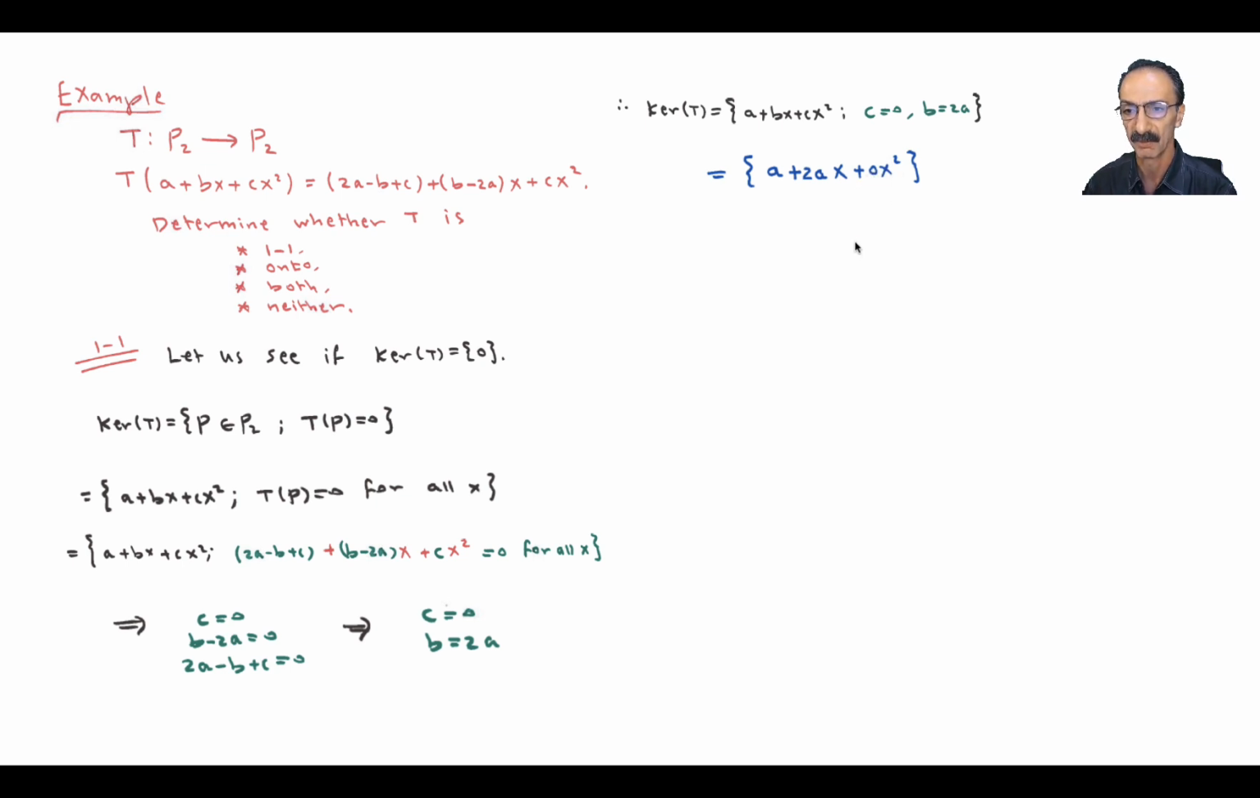One more time, simplify more. It's a plus 2ax. I don't need this term. Factor a out. Now what do I see? 1 plus 2x. So the basis for the kernel is the vector 1 plus 2x. The kernel of T contains non-zero vectors. The kernel of T is not equal to the 0 set. Therefore, it's not one-to-one. That's using that theorem. Let's move on to onto.